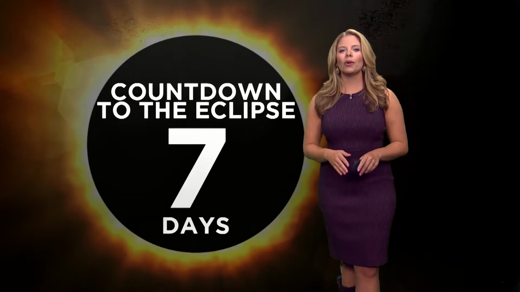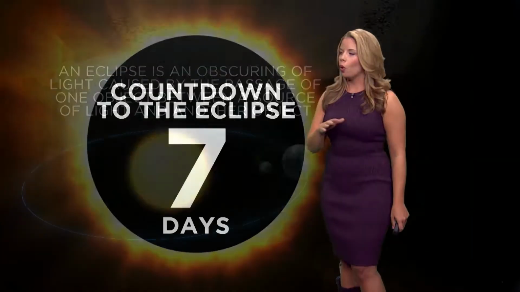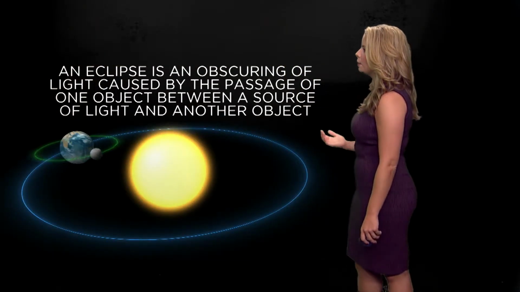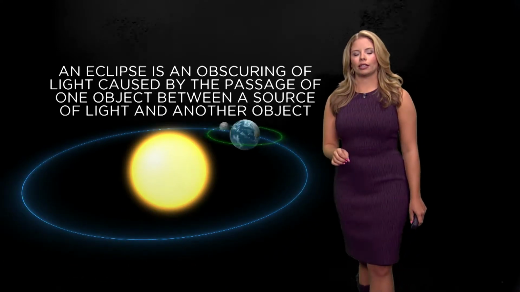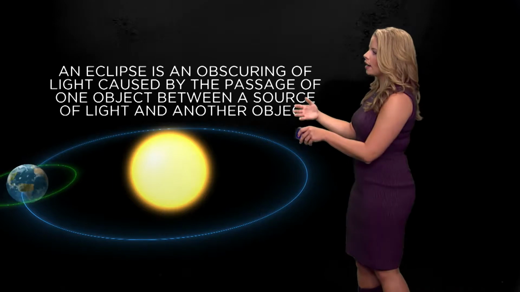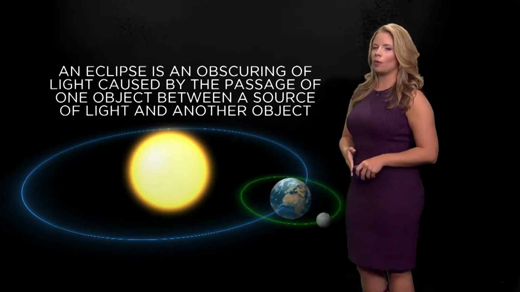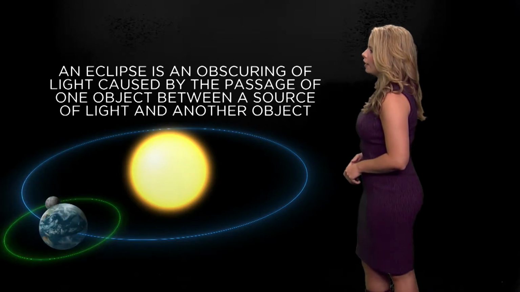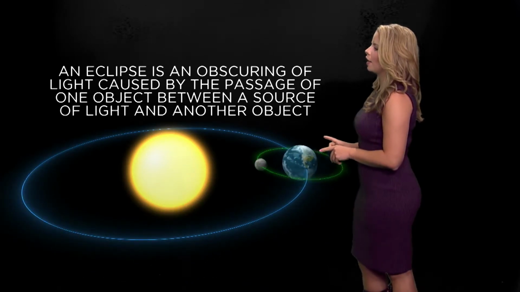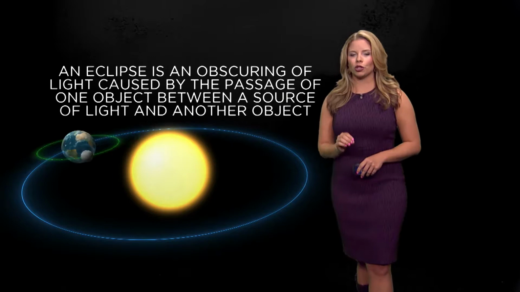So today, I'm going to start with the bare basics of what is an eclipse? Well, an eclipse is the obscuring of light caused by the passage of one object between the source of light and another object. So this can happen with lots of different objects, but today in particular, I'm talking about the sun, the earth, and the moon. These are going to be our major players.